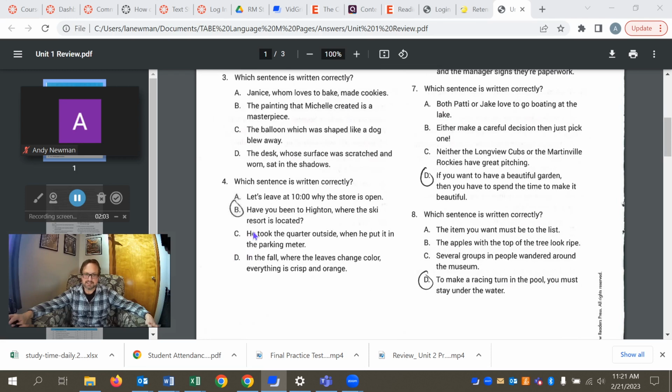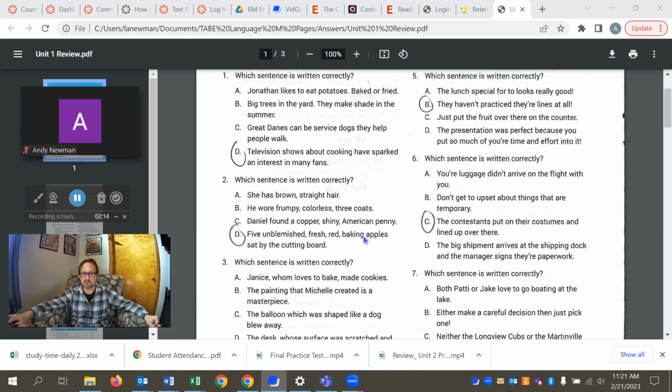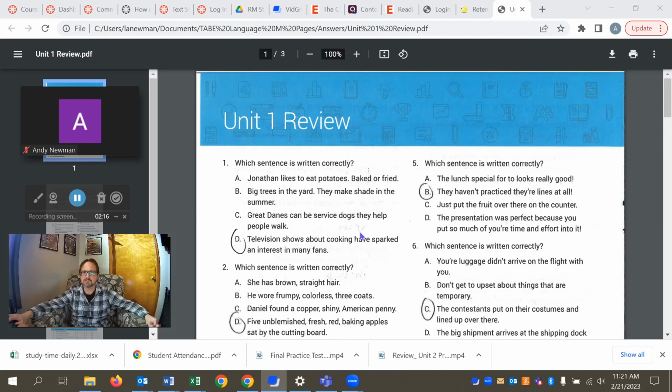Okay, number 4, which sentence is written correctly? And it is B. Have you been to Highton where the ski resort is located? This is relative adverbs again. And in the other options, we had the wrong relative adverb. Okay, moving on to number 5.